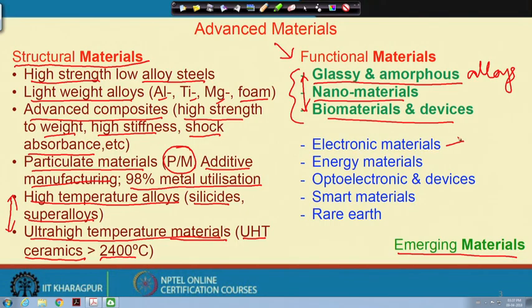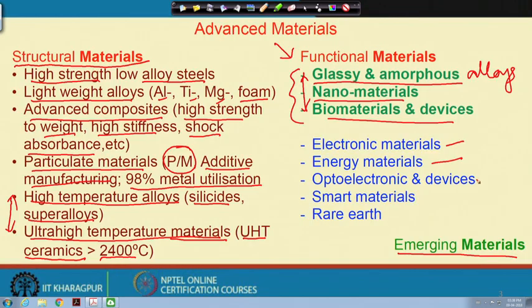At the same time, other properties are also needed, which are functional properties. A lot of other materials have also emerged these days as functional materials, like electronic materials and energy materials, meaning energy storage as well as energy harvesting, either from sunlight or maybe some other sources.